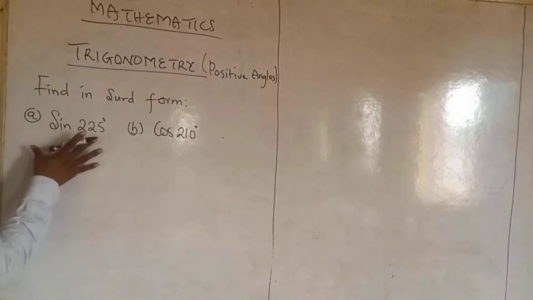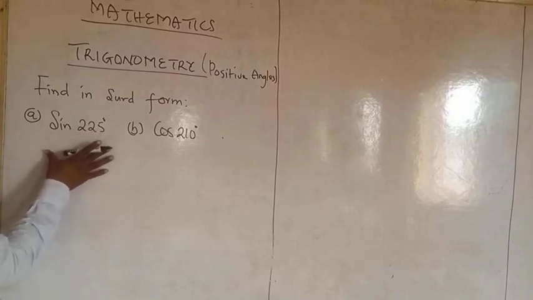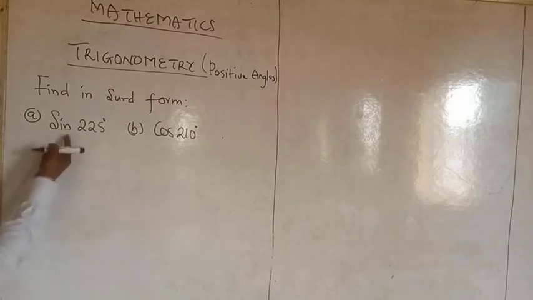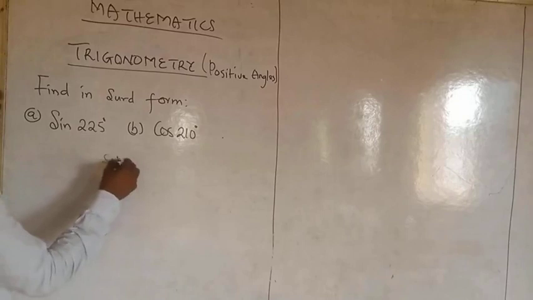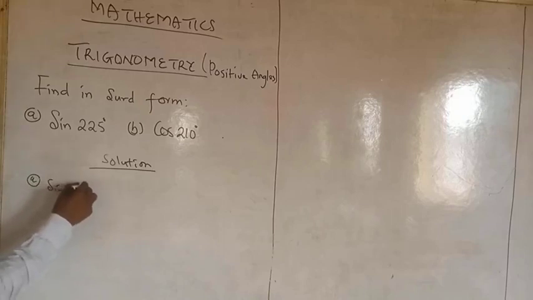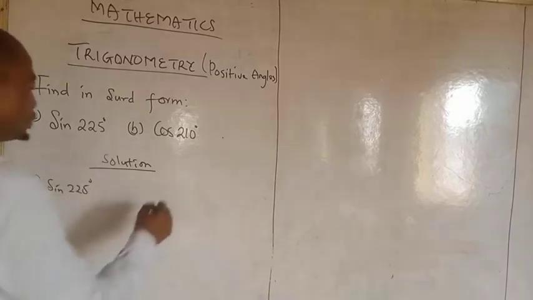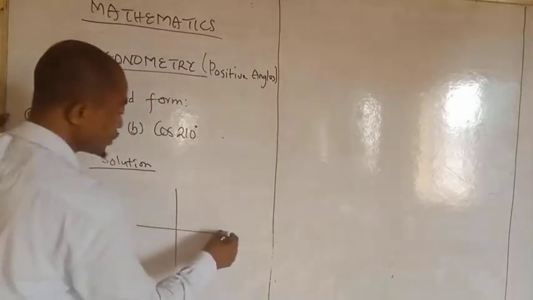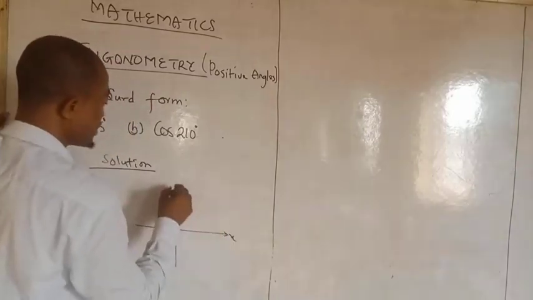So the easiest way to do this kind of question is to draw the graph. You can draw the graph of sine 225. That is the solution. Okay, sine 225 degrees. We draw our cardinal points. This is x and this is y.